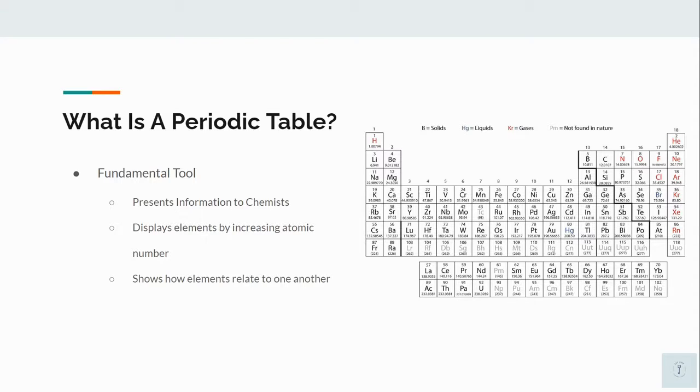What is a periodic table? A periodic table displays different elements that are arranged by increasing atomic number. Different periodic tables also display the state of matter that an element is in at 25 degrees Celsius. The periodic table is a fundamental tool that is used to present information to chemists about the different types of elements and how they are related to one another.